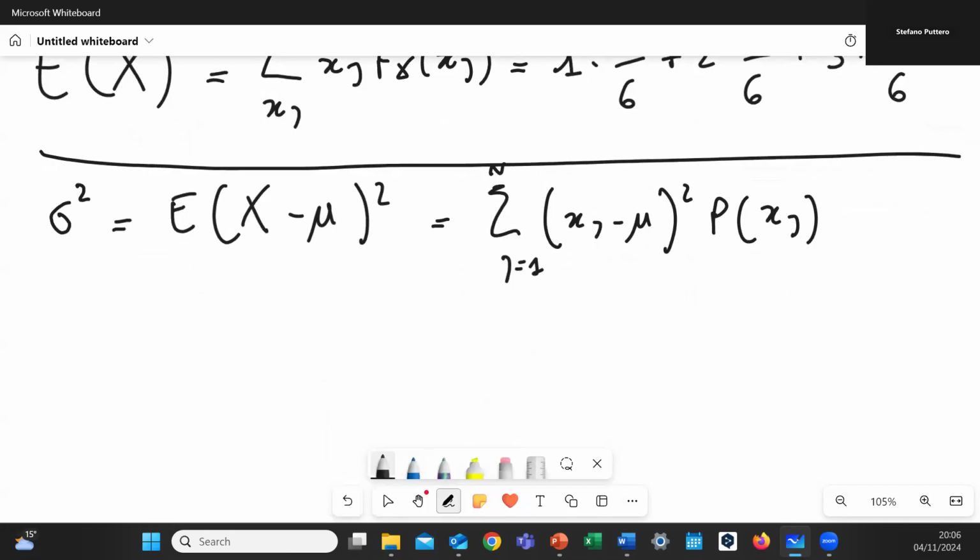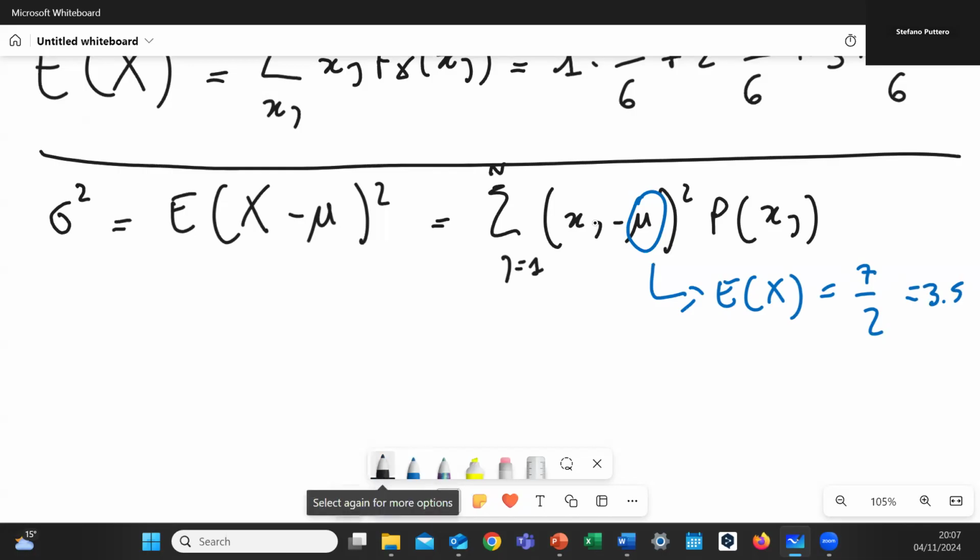So if we are dealing with the problem of the rolling of one side or one die, again, we have six possible solutions. So we have six possible xj. We have to calculate, just to remember, the expected value of x, that in this case we saw is equal to 7/2, so 3.5, okay? We know that we have six possible mass points, 1 to 6, and the probability is always 1/6.